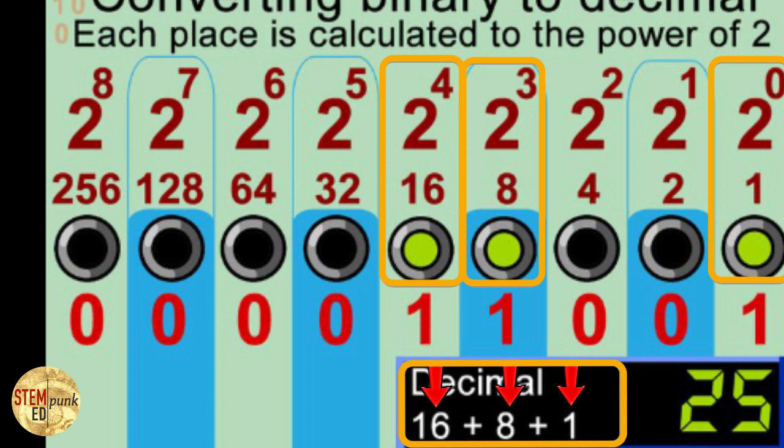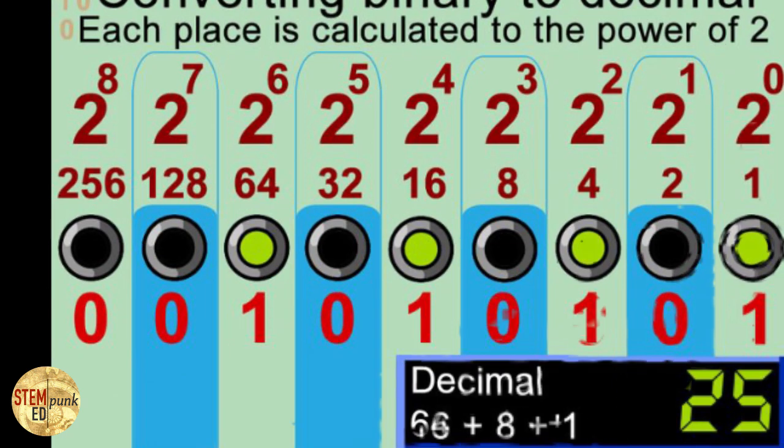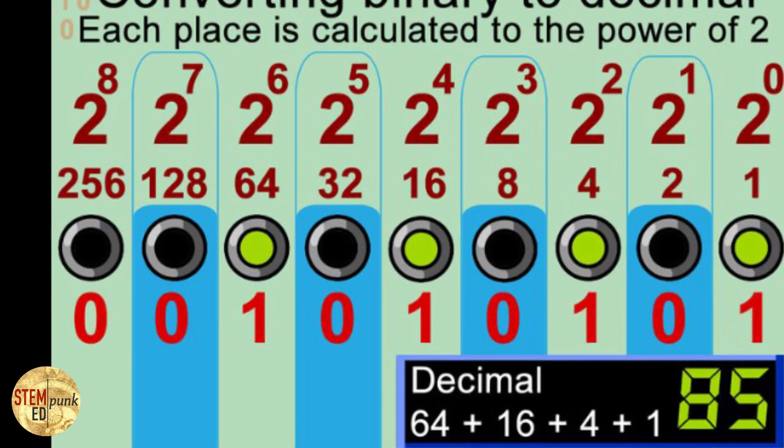Now we simply add them together to get our decimal equivalent. 1 plus 8 is 9, plus 16 is 25. So the number 25 in decimal is the number 100110000 in 9-bit binary. Neat, huh? Let's try another. We'll move just a bit faster this time.